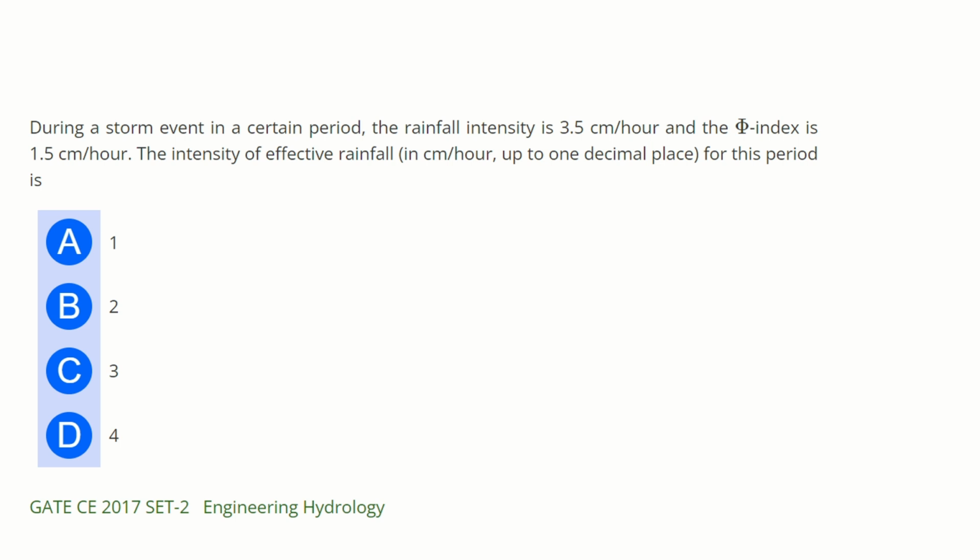Next. So a rainfall intensity is given to you. During a storm event in a certain period, rainfall intensity is 3.5 centimeter per hour. So rainfall intensity I is given as 3.5 centimeter per hour. What is rainfall intensity? I is nothing but total precipitation divided by time, right? So if 20 centimeter of rainfall occurs in 4 hours, that means intensity is equal to 20 divided by 4. That means 5 centimeter per hour. This is what intensity means.